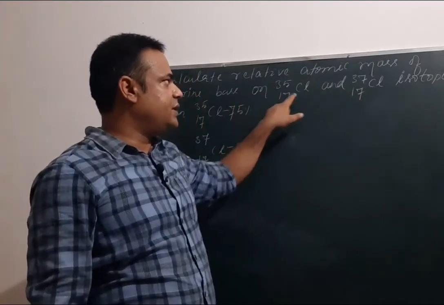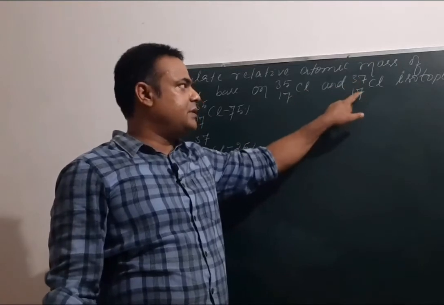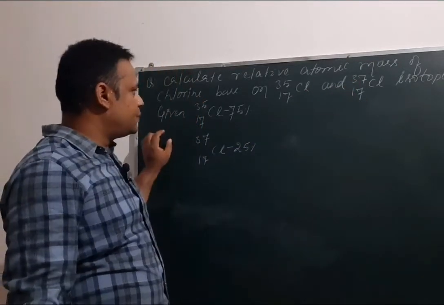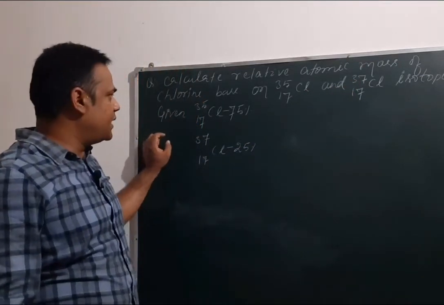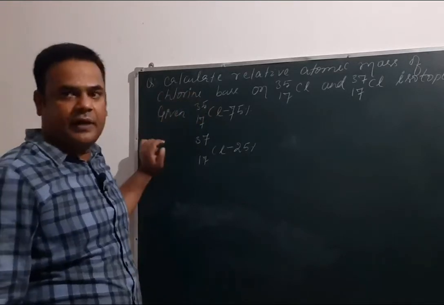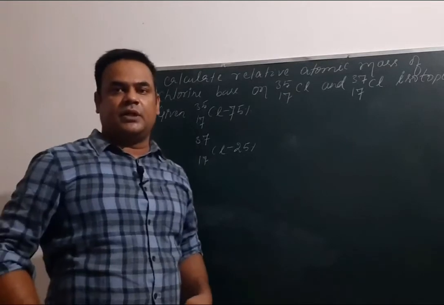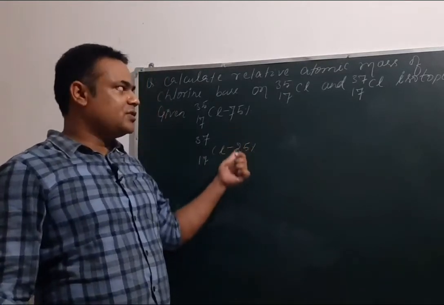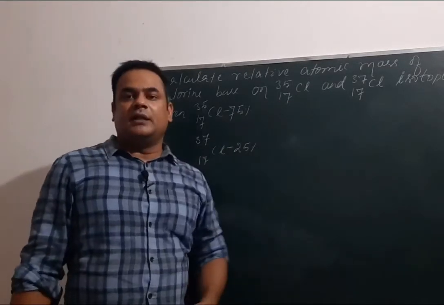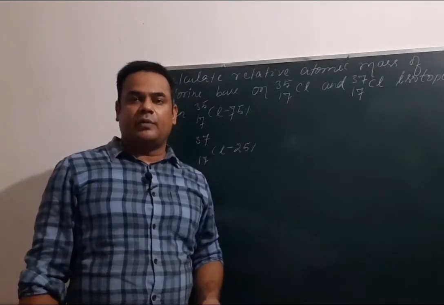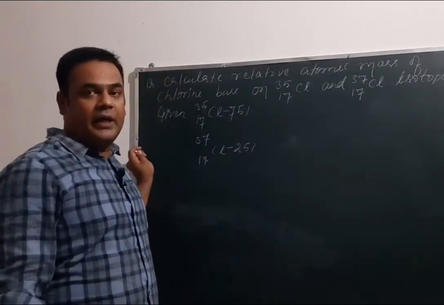Their percentage compositions are given: 35/17 Cl is 75% and 37/17 Cl is 25%. So we have here the percentage composition and isotopes. Then we have to determine the relative atomic mass of the chlorine atom.